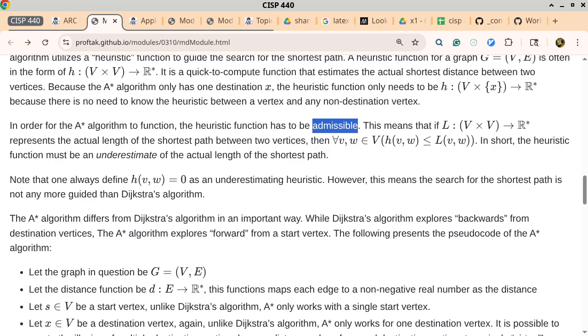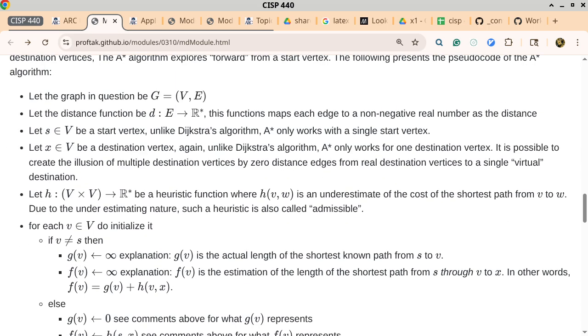All right, so now we go into the actual algorithm itself. We're looking at the graph, which is a two-tuple. We have the set of vertices and the set of edges, as usual. We have d as a function that maps the edges to non-negative real numbers, just as before. In this case, the A star algorithm works the same way as Dijkstra's algorithm. So you only have one start vertex, which is where you are, and one destination vertex. You can only specify one destination in the A star algorithm.